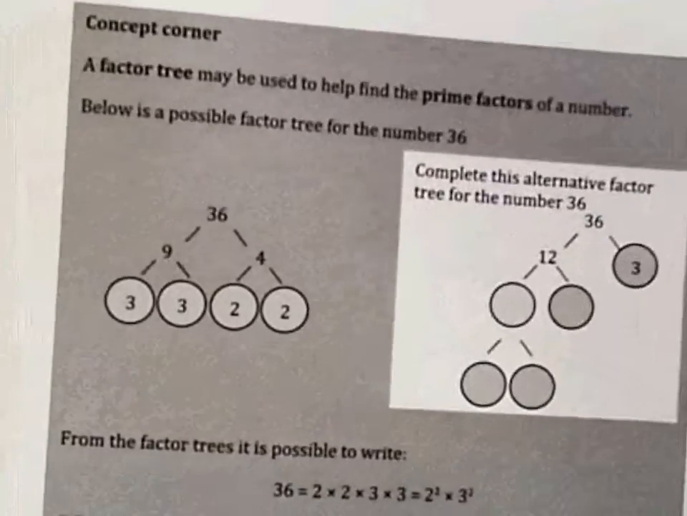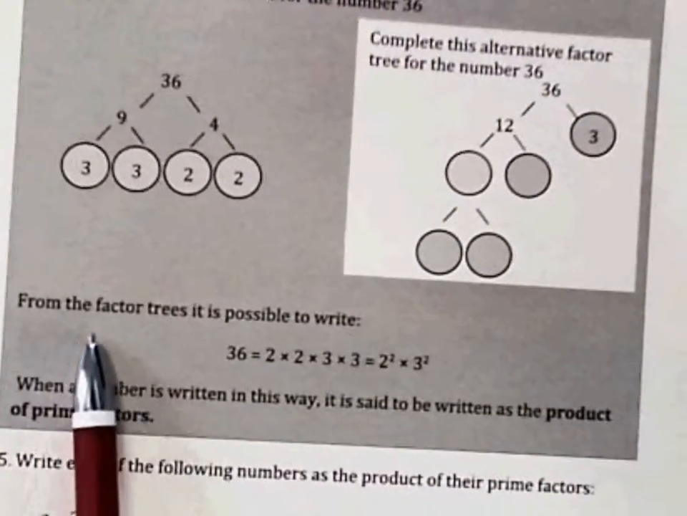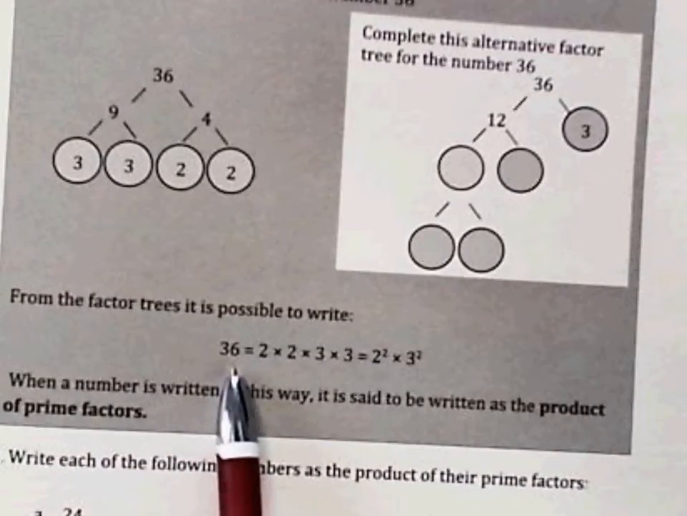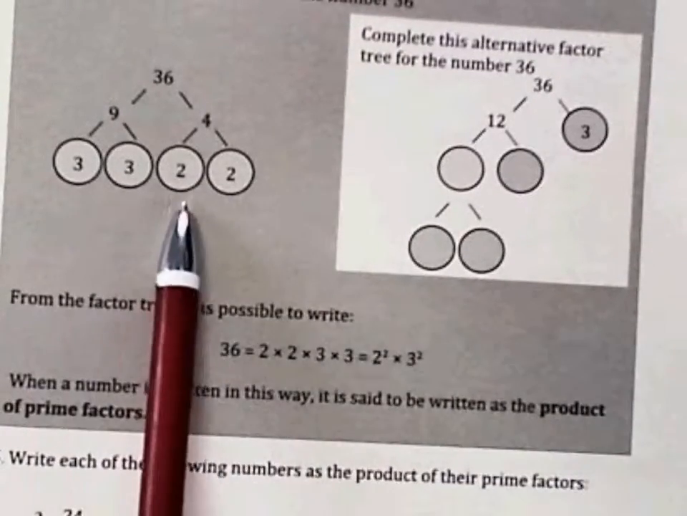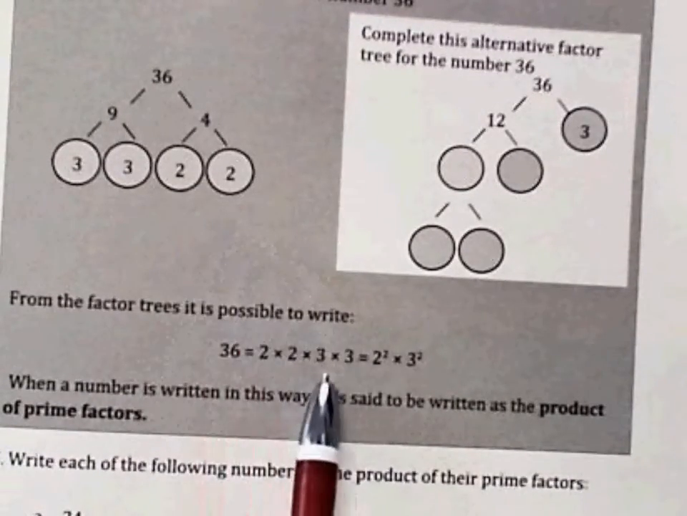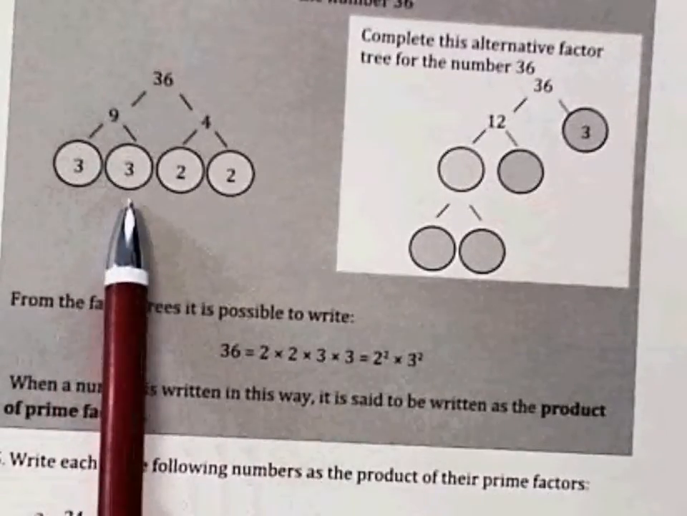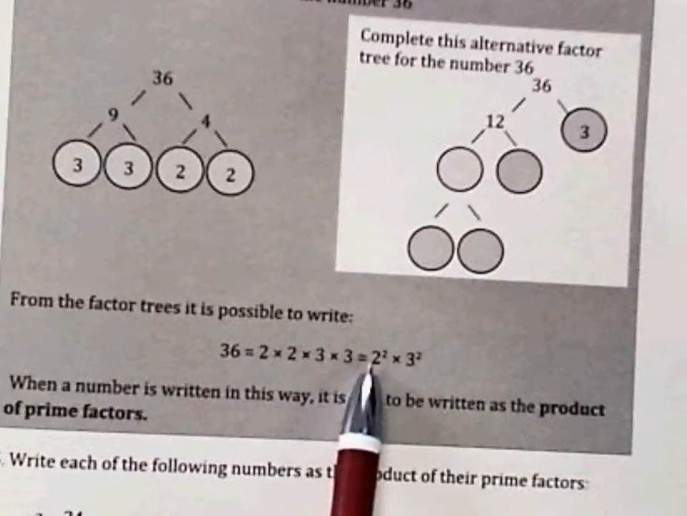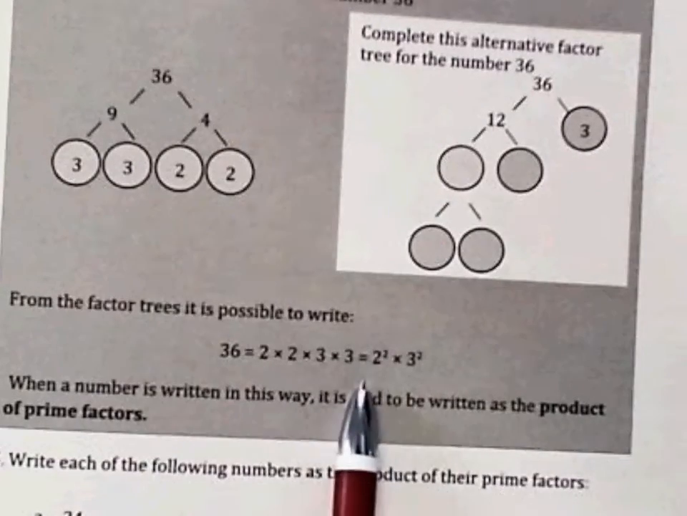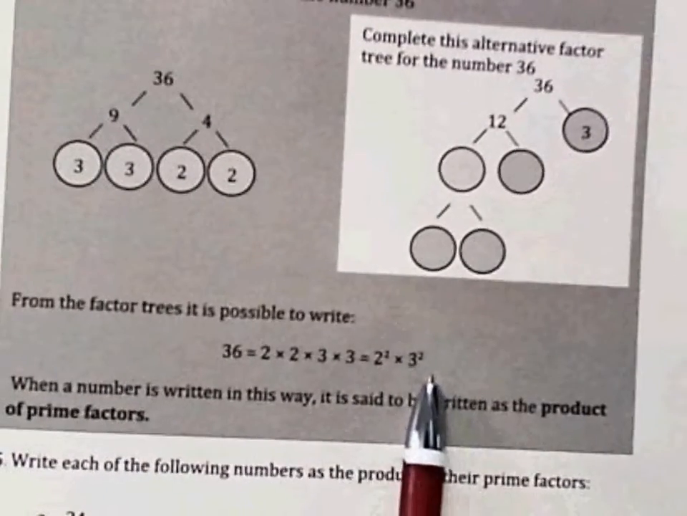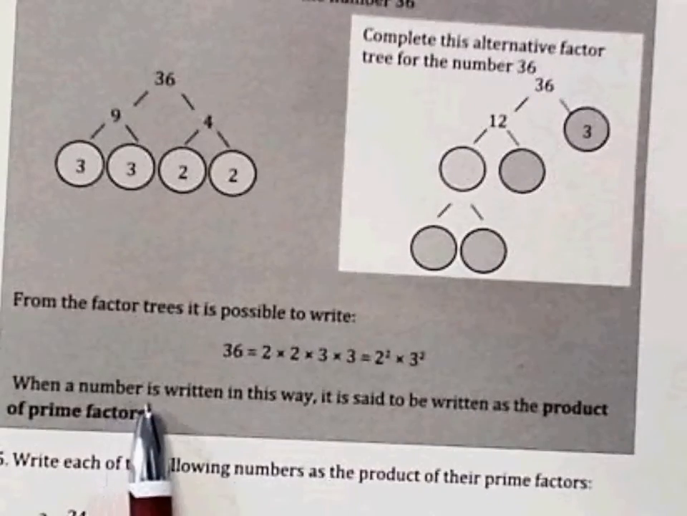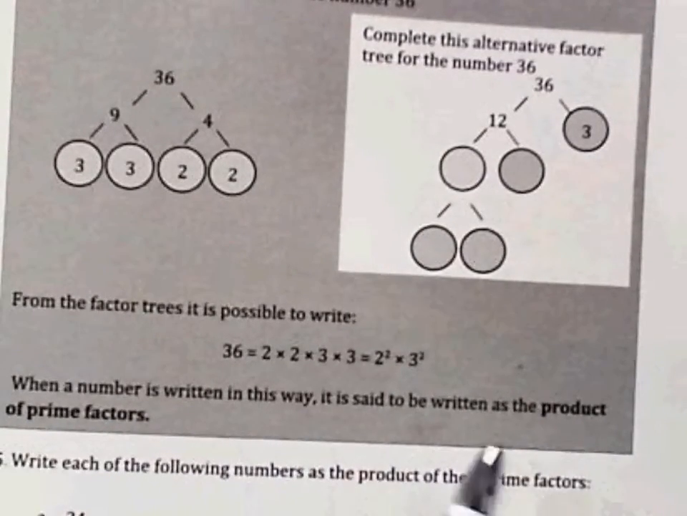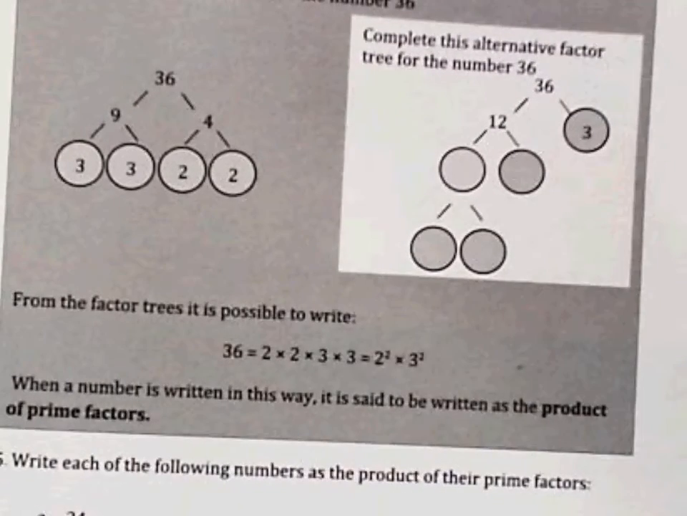And from the factor tree it is possible to write 36 equals 2 times 2 times 3 times 3, and that equals, in index form, 2 to the power of 2 and 3 to the power of 2. When a number is written in this way, it is said to be written as the product of prime factors.